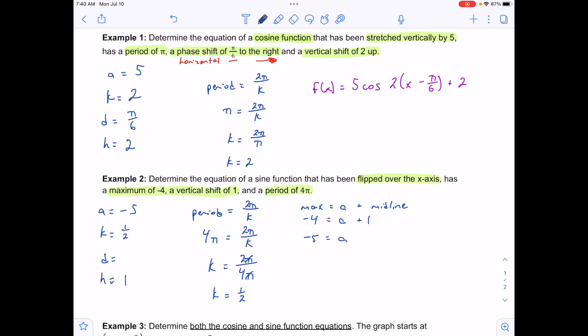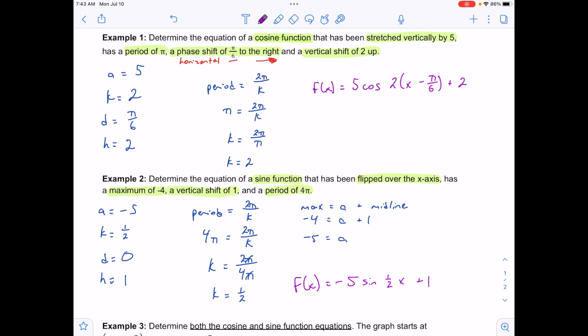So our a value, we already knew the negative part because it had been flipped, and our a value is -5. We've been provided with no other additional clues in terms of a phase shift, so there's actually no d value. I'm going to just write a 0 there, but you know at the end of the day that we don't need to write anything. And the last thing that we forgot to highlight is the fact that it is a sine function. And so our final function here will be -5 sine 1 over 2x, all plus 1.